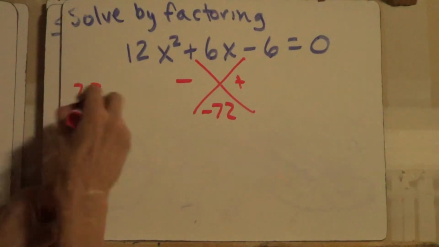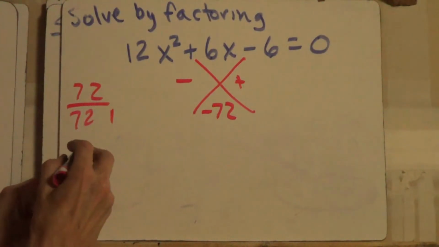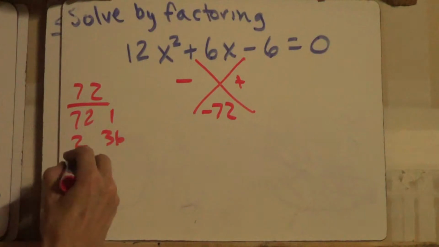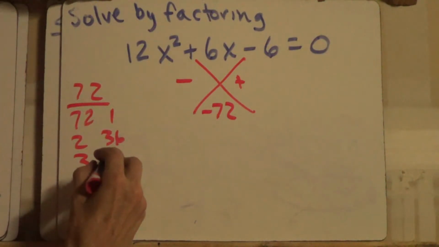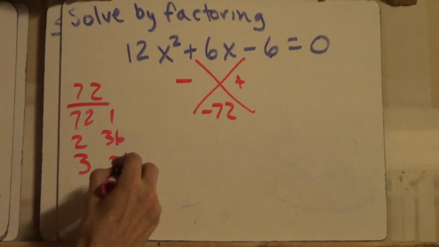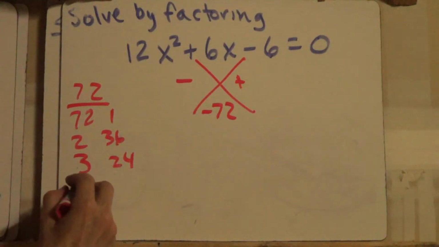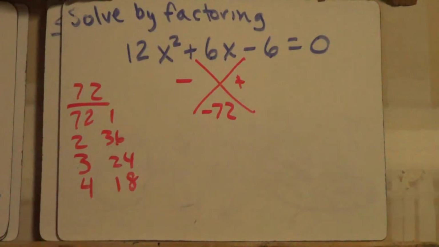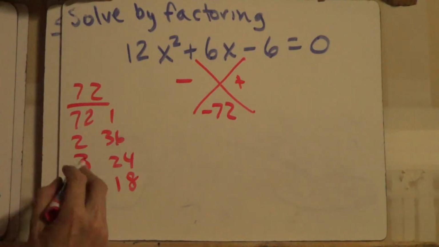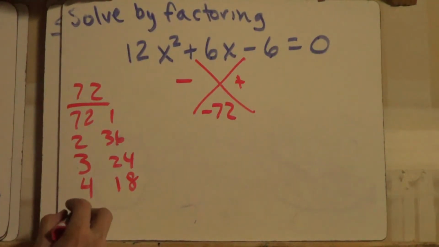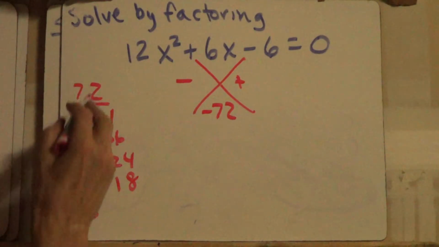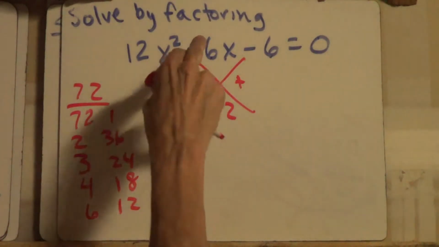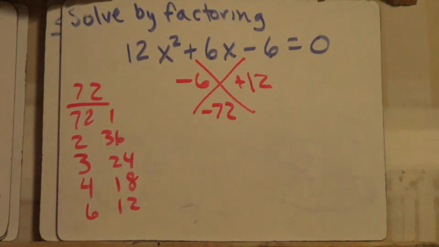Okay, so 72. 72 and 1 would be 71. 2 and 36 would be 34. 3 and 24 would be 21. 4 and 18 would be 14. 5 won't go in there. 6 and 12 will be 6. So the one farther from 0 will match that. So it's 12 and 6.